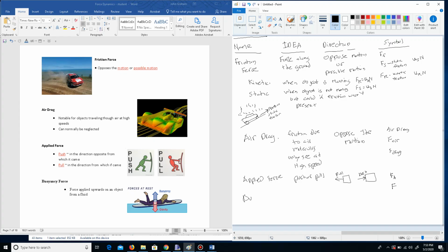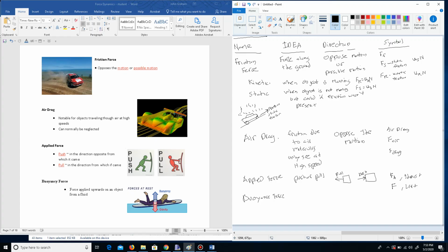The last thing is the buoyancy force. By that, what I mean is, let me go back to applied force real quick. Any other possible forces, things like thrust. It's kind of applied force because of an engine. Lift. Applied force because of the wind pushing up that we had. So things like that can kind of fall into just applied force.